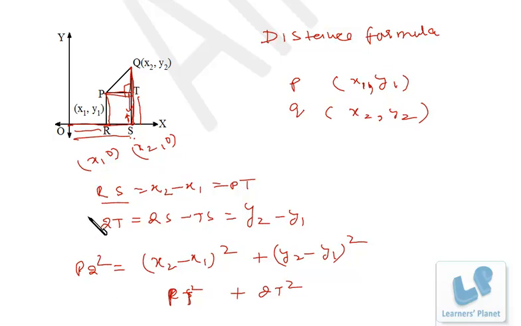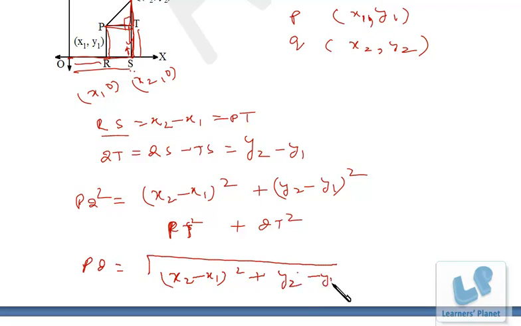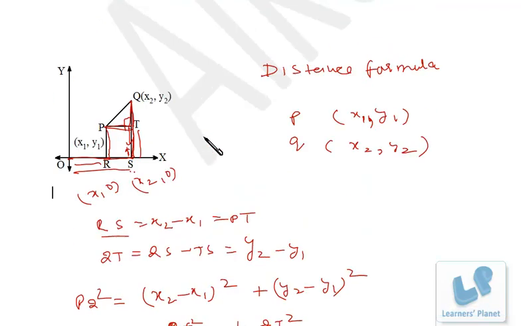So PQ square, that is the distance between P and Q squared, is equal to x2 minus x1 whole square plus y2 minus y1 whole square. That means the difference between x coordinates squared plus the difference between y coordinates squared, right? So PQ will be equal to the square root of x2 minus x1 whole square plus y2 minus y1 whole square. You need to take the positive value of this expression because the distance between 2 points will always be positive. So this is how we can calculate the distance between 2 points, and that is known as the distance formula.